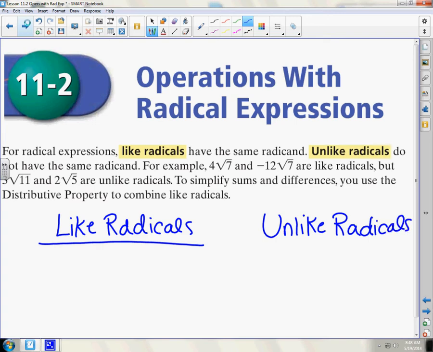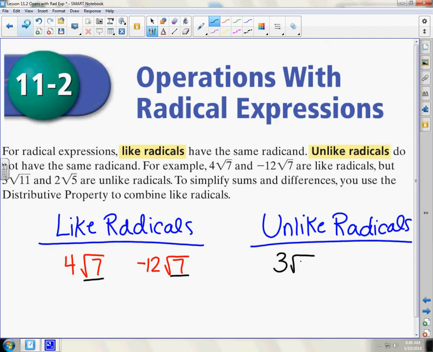So like radicals have the same radicand. So 4 square root of 7 and negative 12 square root of 7. If you look, they both have this square root of 7. Okay, unlike radicals are going to be 3 times the square root of 11 and 2 square root of 5. So this is what we're going to work with today: radical expressions and combining like radicals.